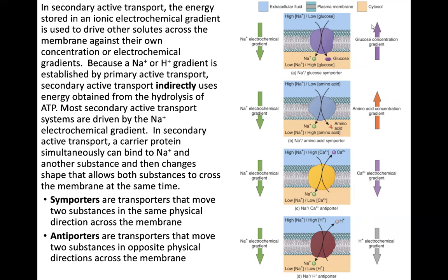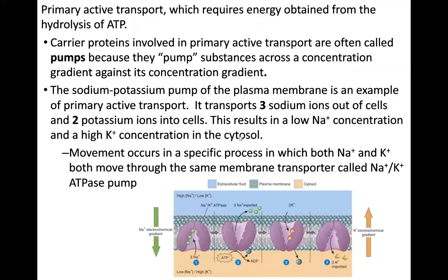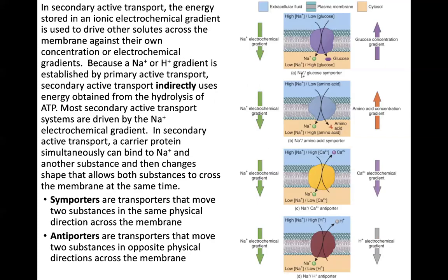Sodium comes in and amino acid comes in on its back. Well, look where the natural tendency for glucose and amino acids is. It's to go from high to low, from inside out. But instead, it's going against its gradient. So that's why this is active transport. Do you see ATP in this process? No, because it's indirectly using it. Because this happens first, that then allows this to happen.